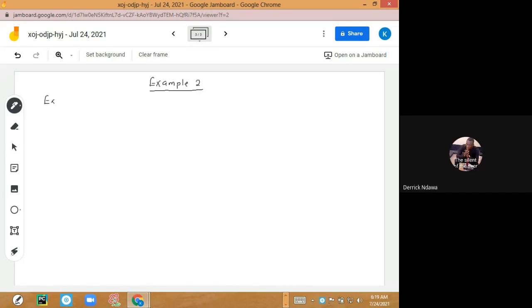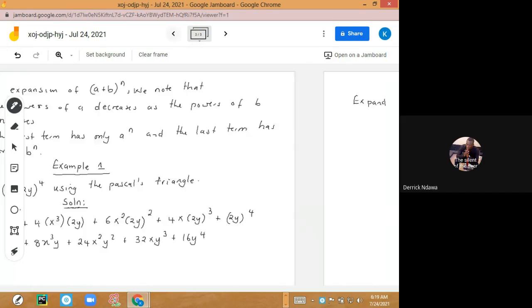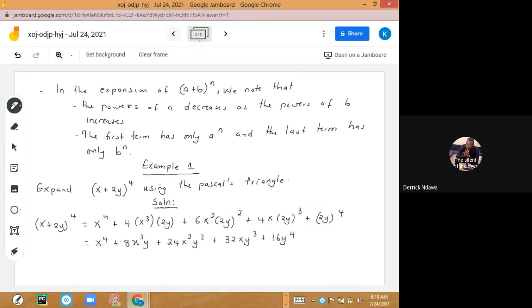Excuse me, sir. I'm asking about the previous example where you have found this 16. 16 y power 4, is it 4 squared? So 16 is 2 to the power 4.